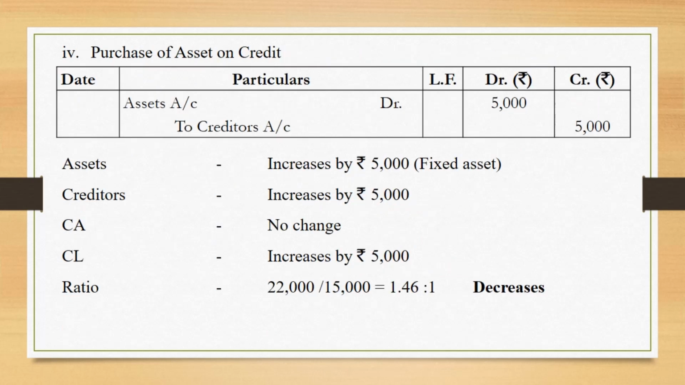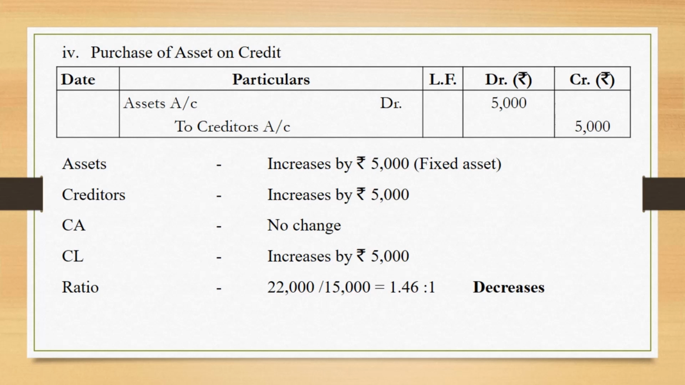Next, purchase of asset on credit. The asset assumed over here is a fixed asset. So the entry is asset account debited to creditors. And yes, the credit period is also assumed as short term. So that's why I have used creditors over here for short term. Now when fixed asset is purchased, we know fixed assets increases by rupees 5,000. Creditors also increases by rupees 5,000.